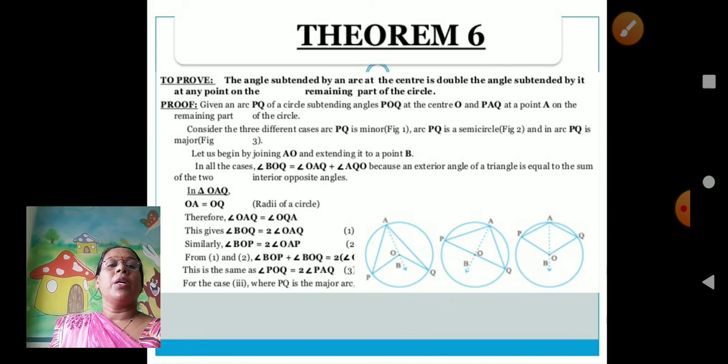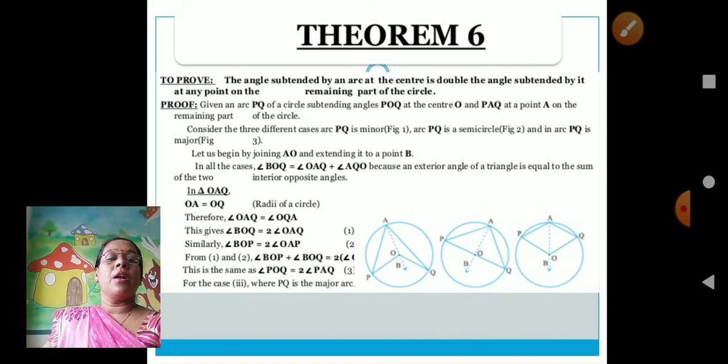See the theorem. The angle subtended by an arc at the center is double the angle subtended by it at any point on the circle. Means the angle formed at the center by the chord is double the angle at the point on the circle.